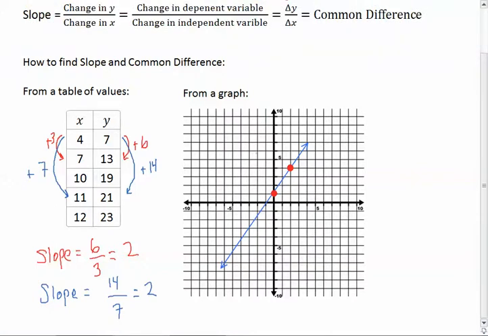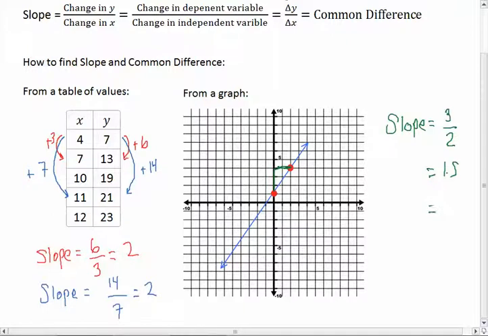So I start here, I go up 3 and to the right 2. What's my slope going to be? My change in y was how much? 3. Divided by how much did I have to change my x? 2. They were both positive values, so the slope is 3 over 2, or 1.5. You could say 3 over 2, you could say 1.5, or a mixed fraction, 1 and 1 half. All of these are perfectly acceptable answers.